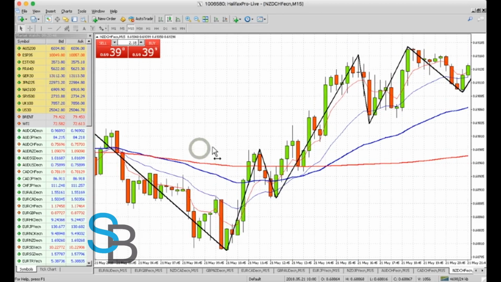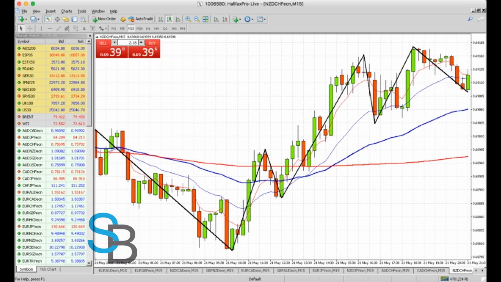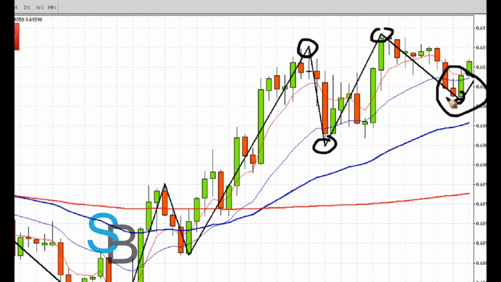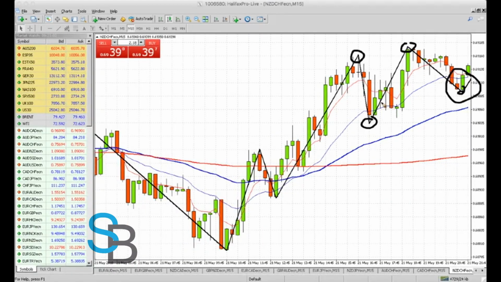For example, you can see over here, it identifies that this was a higher high and higher low. So this was a potential trade over here with the bullish engulfing pattern, as it bounces off, I believe, the Fibonacci support level.